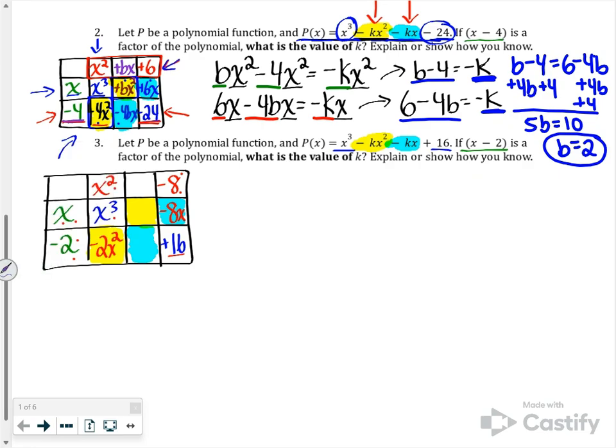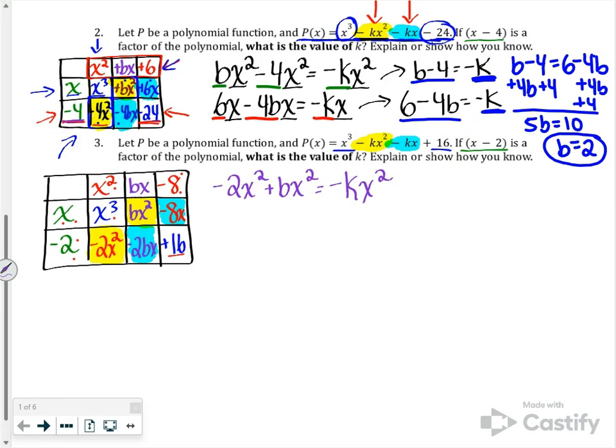And now I'm going to go in and write a bx. We don't quite know what that number is going to be, but we can multiply it and we get bx times x to get bx squared. And -2 times bx is -2bx. So we can start filling in everything now. So I can write these yellow boxes as -2x squared plus bx squared. And that needs to equal -kx squared.